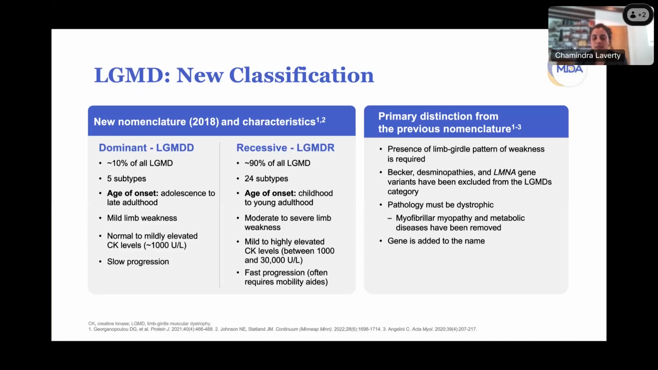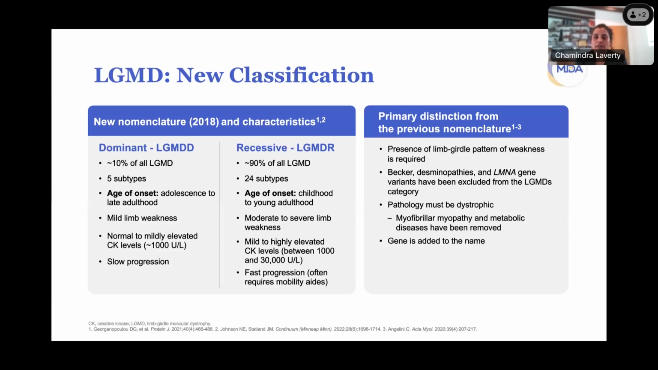Second, it needs to look dystrophic under the microscope, under light and electron microscopy. This eliminated some of the myofibrillar myopathies, which have a different morphology under histology, and they have myofibrillar disarray, and it also eliminated some of the metabolic diseases. So you need to fundamentally have a dystrophic muscle biopsy.